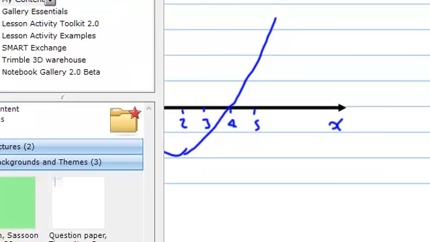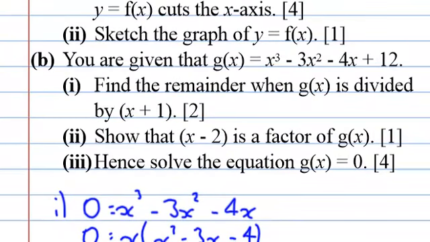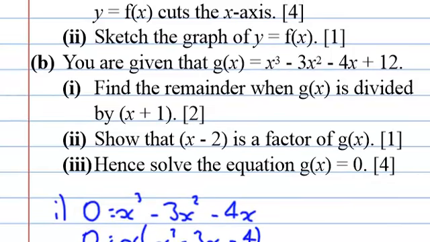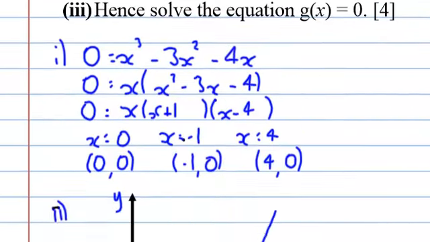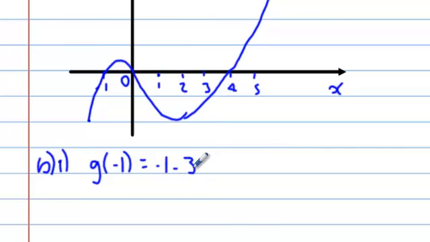For part B, we're given a different function g. Find the remainder when it's divided by x plus 1. So to find the remainder, we evaluate g, and if we want to find the remainder from dividing by x plus 1, we evaluate it with negative 1. So that'll give me minus 1 minus 3 plus 4 plus 12 equals 12. So that's the remainder. That's that part done.